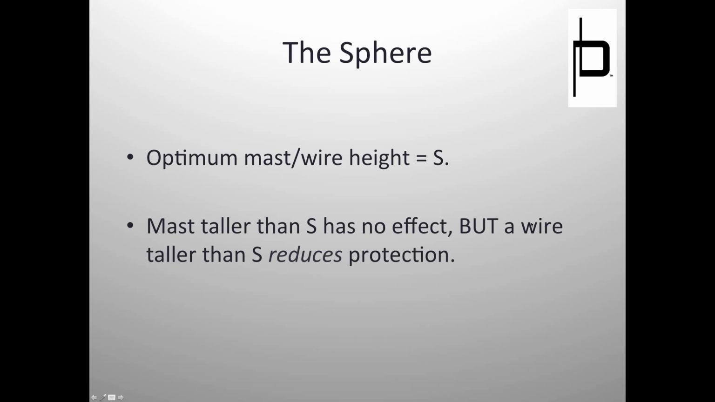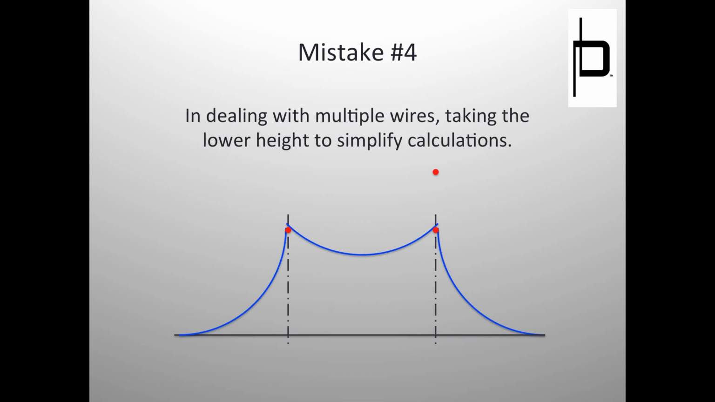All right, mistake number 4: in dealing with multiple wires, taking the lower height to simplify calculations. All those geometry formulas that I showed earlier assume that when you have multiple wires or multiple masts, the heights are all the same. There was only one formula for HM, the mast height, or HW, the wire height. You can come up with the formulas, or you could model it in AutoCAD or 3D to find out exactly where the sphere would roll.